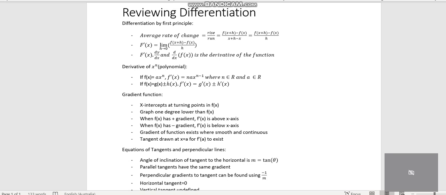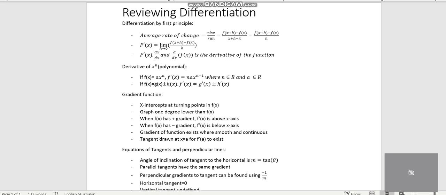Okay, so right now we're going to be going through the derivative of x raised to the n as a polynomial, where n is in the integers, so n is a positive number: 1, 2, 3, the positive whole numbers really.